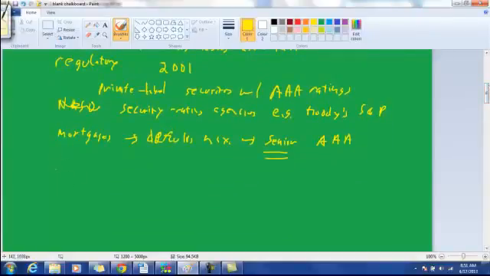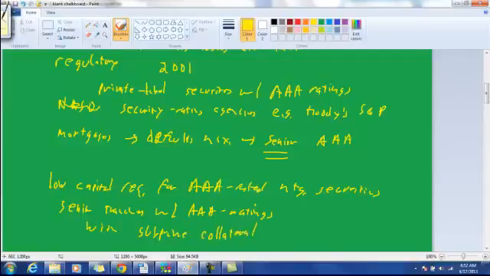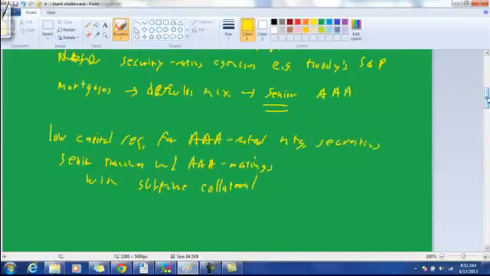So let's go through this sequence of events. You have the regulators designating low capital requirements for AAA rated mortgage securities, and so you create senior tranches with AAA ratings by the agencies, and you can do that even with subprime collateral, that is, with mortgages that are relatively risky mortgages. So this created all kinds of perversity.